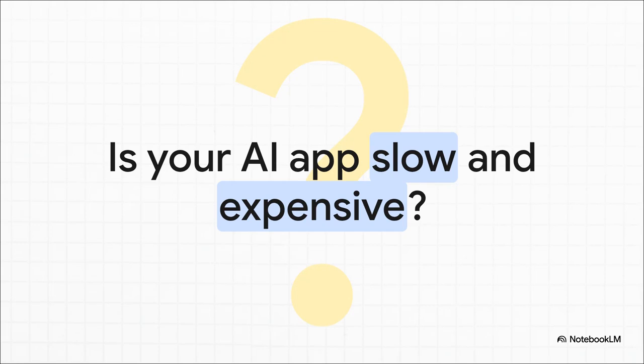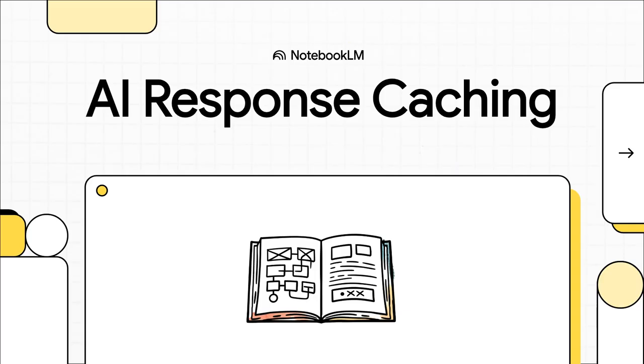All right, let's just get right to it. You've built this amazing AI app, but is it kind of slow and maybe a little expensive? Yeah, if you're nodding your head right now, you are in exactly the right place. Today, we are opening up the playbook on modern AI response caching. We're going to show you how to turn those slow, expensive API calls into lightning-fast, cost-effective responses. So let's get into it.